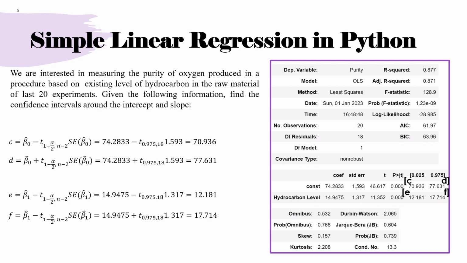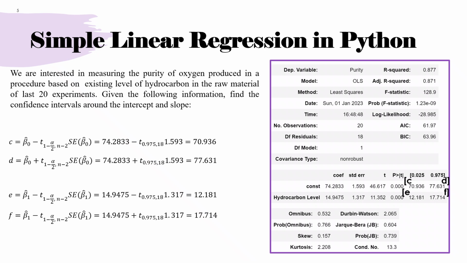Looking at the results on the right, we see that in addition to reporting the estimated values of beta 0 hat and beta 1 hat in the coefficient column, Python also reports the standard errors of the least squares estimators, performs hypothesis tests on the significance of the coefficients, and constructs 95% confidence intervals for both the intercept and the slope by default. Interestingly, we can compute these confidence intervals ourselves using only the estimated coefficients and their corresponding standard errors.